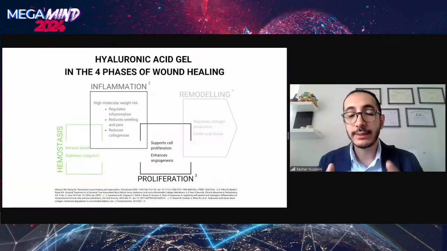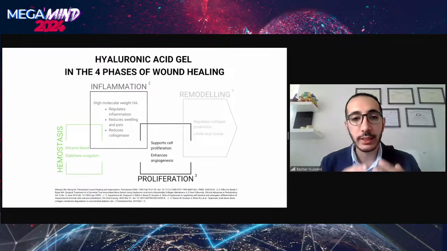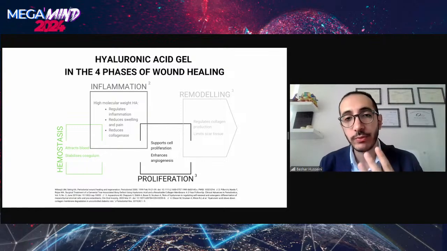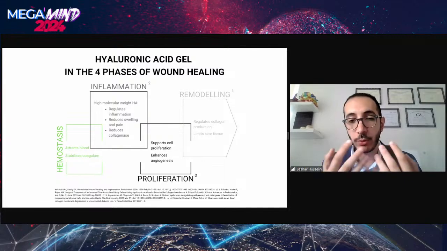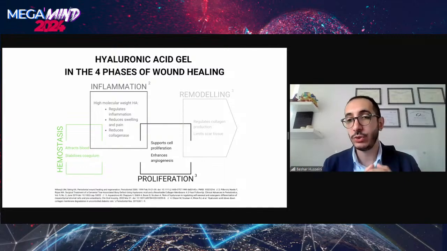So why am I using this hyaluronic acid, and why do I keep using it in every surgery? Well, to understand it, hyaluronic acid can interact in the 4 phases of wound healing: hemostasis, by attracting blood and stabilizing the coagulum; inflammation, reducing pain and swelling; and of course, proliferation, which is the most important one for me, enhancing angiogenesis and attracting mesenchymal cells, the needed cells for regeneration.